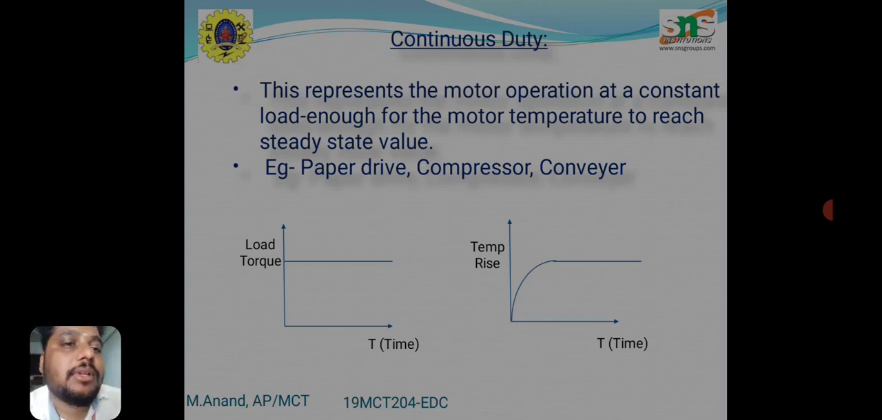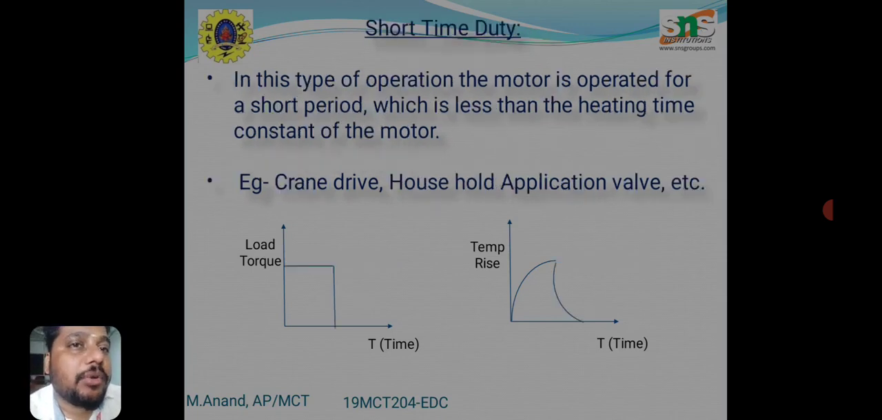The left graph represents the load torque of this continuous duty motor changing with respect to time. Likewise, the right side shows the temperature rise of the motor with respect to time. And then short time duty. In this type of operation the motor is operated for a short period which is less than the heating time constant of the motor. For example, if the motor reaches a high temperature, it will shut down. For example, crane drives, household applications, valves, etc.